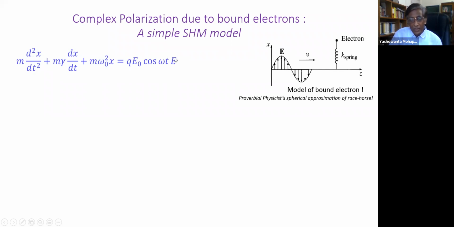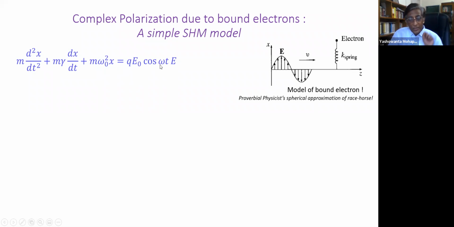This E is a mistake. So it is q E naught cos omega t. All right, ignore this E, that is a mistype. So I am driving this. This is a mass-spring system which also has a dashpot, that is, it has some way of losing energy as well. And I am driving it with a forcing function, a harmonic function.